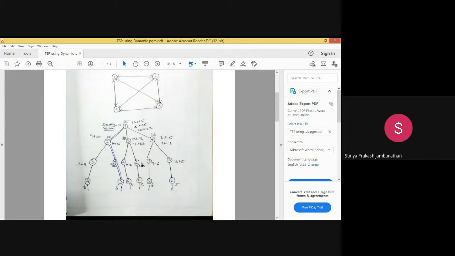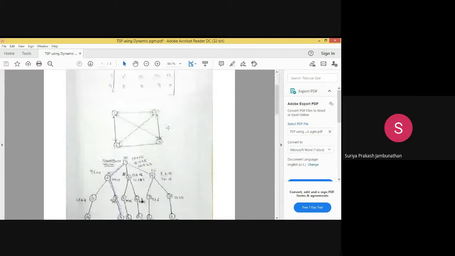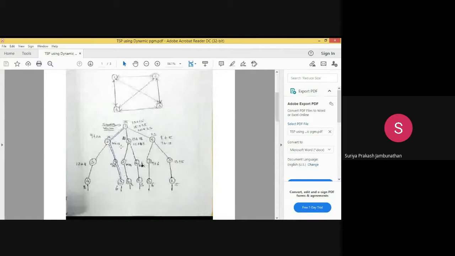2 to 4. What is the distance actually? 2 to 4 the distance calculated is 10. So 10 plus 15, we are doing. So 2 to 4 that is 10, and here that is 15. What is 15? 9 plus 6, that is 15 we are putting here.